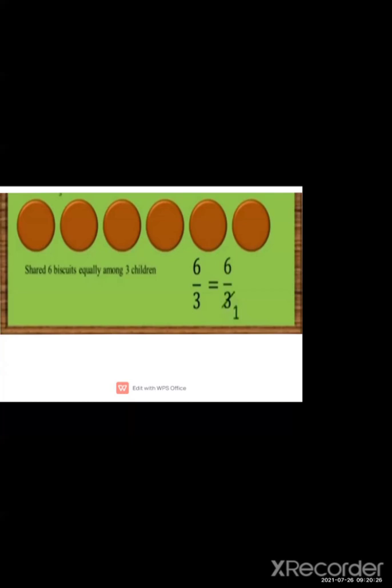See, the question is given: share 6 biscuits equally among 3 children. It means the question is saying that you have to share the 6 biscuits equally among 3 children. You have to share with the 3 children. So the 3 children will come in the denominator, and the total biscuits are 6, so you will write that above. Understood the two types? This is the second type of how to write the fractions.